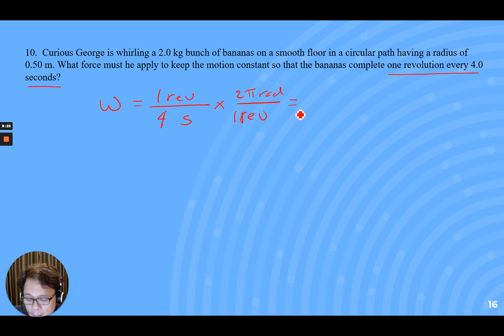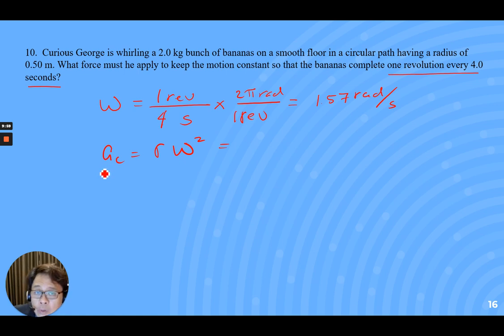Okay, so when you do that, so 2 times 3.14 divided by 4, you will get 1.57 rad per second. Okay, this is 1.57 radians per second. Now, there's a formula for the A sub C. The A sub C is equal to, this is another formula, it's equal to omega squared. We are going to derive this.